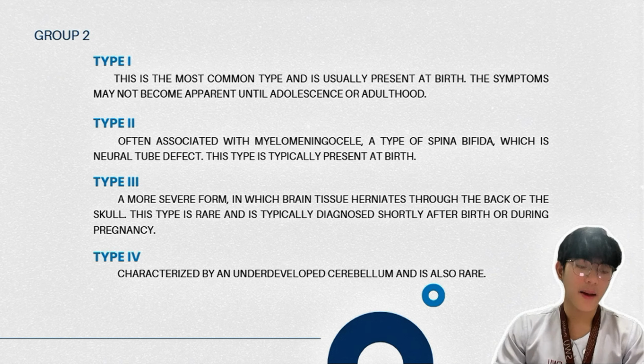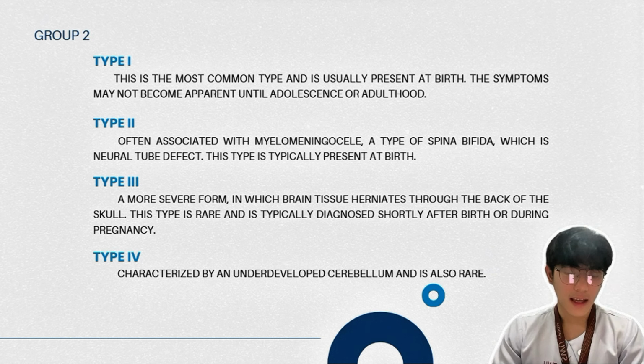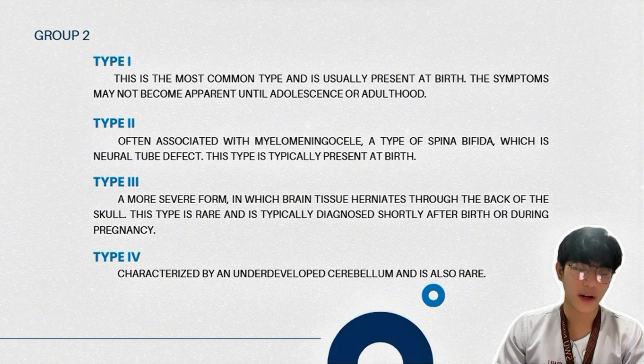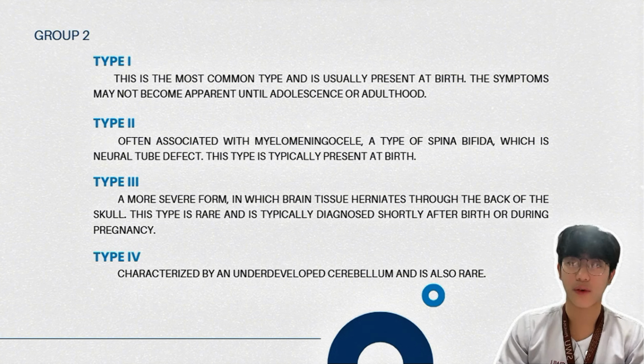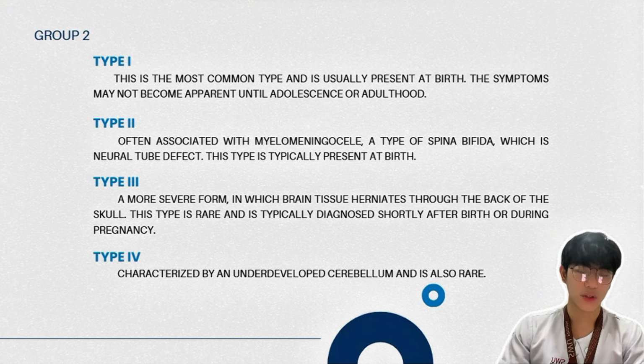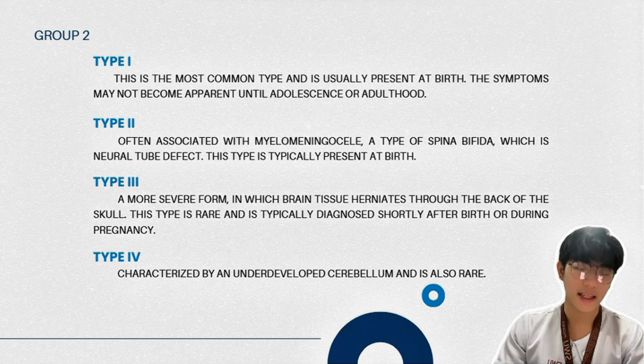And lastly, the type 4 Chiari. This is the most severe type and involves an underdeveloped cerebellum which doesn't fully form. It often causes severe neurological issues and is usually diagnosed in infancy.